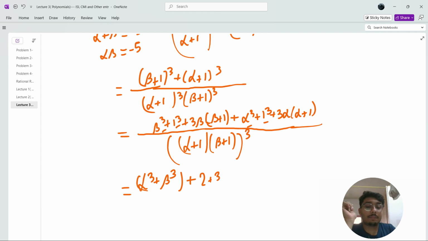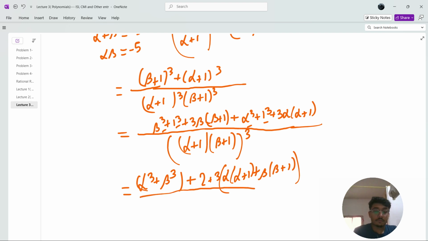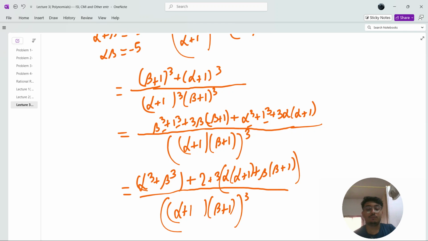So basically we can take my 3 to be common. So that is your alpha into alpha plus 1 plus beta into beta plus 1. And below we have the same one, alpha plus 1 into beta plus 1's whole cube.